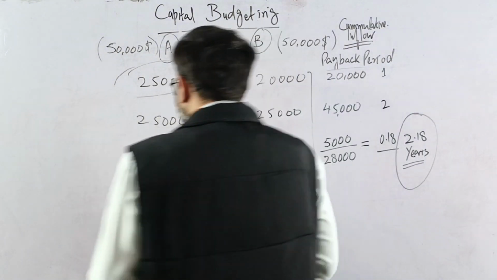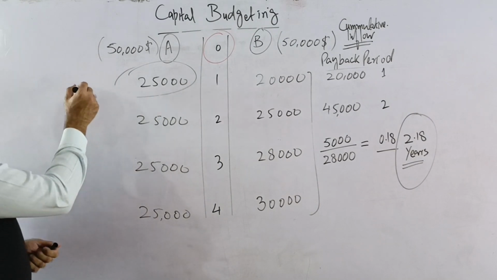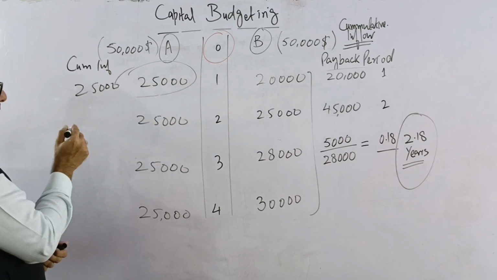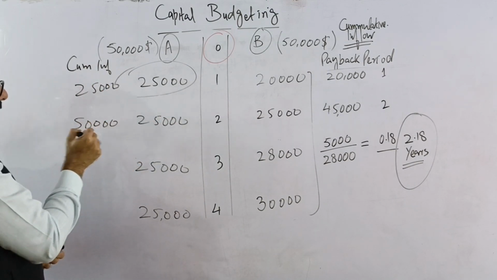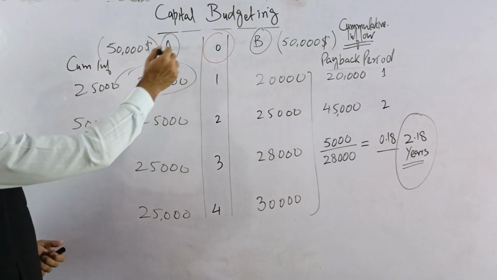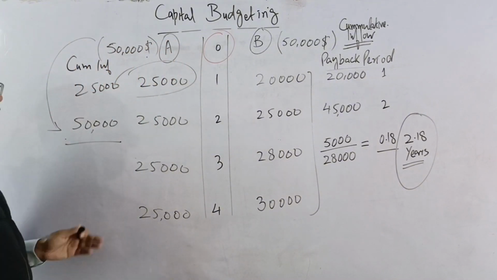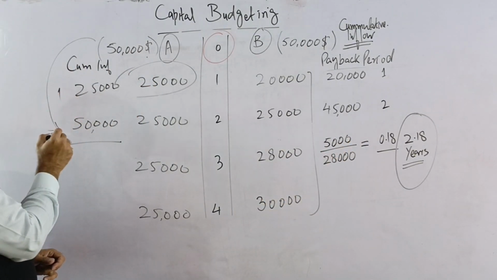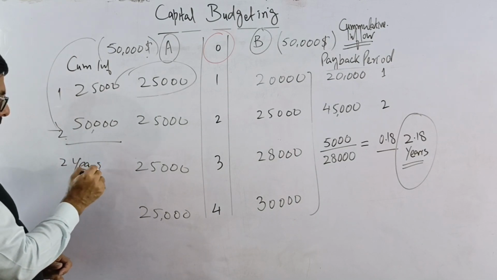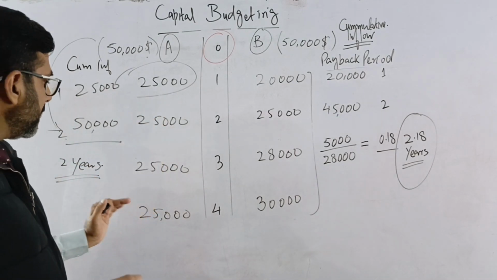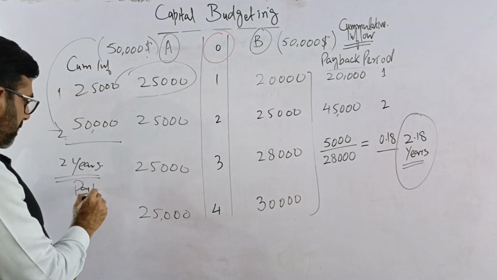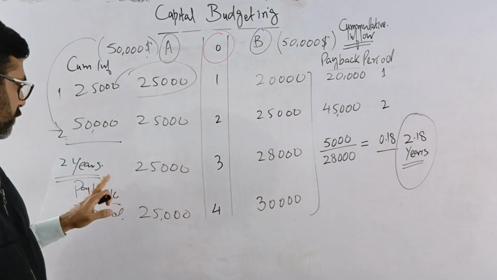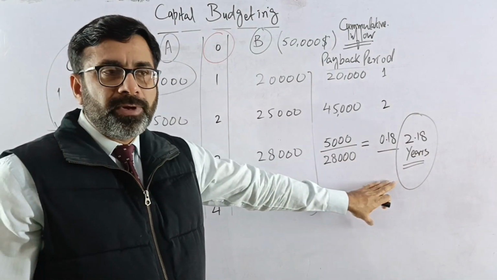On the other hand, for the other project, the cumulative inflow in the first year is 25,000. Next year, it is 50,000. Because this amount is exactly the same as the investment, there is no need for further calculation of the fraction. So in year one and year two, the payback period for this project is 2 years. So the payback period for project A is 2.18 years and for project B it is 2 years.